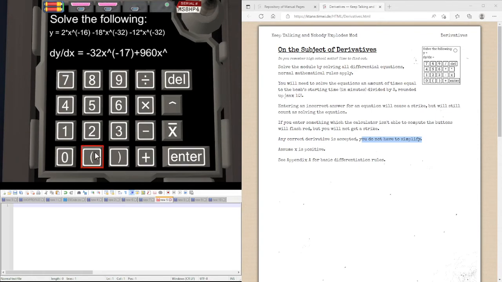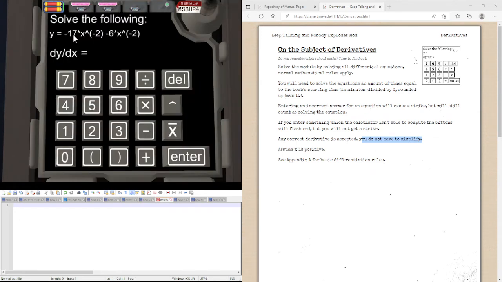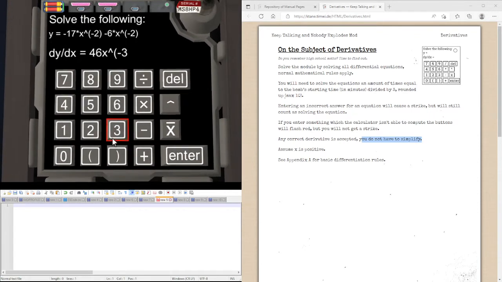That is x to the power of negative 33. And we get another solved equation. Next one. Negative 2 times 17 is... Actually, we can combine these two again because the appended thing is the same. So, negative 17 minus 6 to be negative 23 times minus 2, which is 46, x to the power of minus 3.